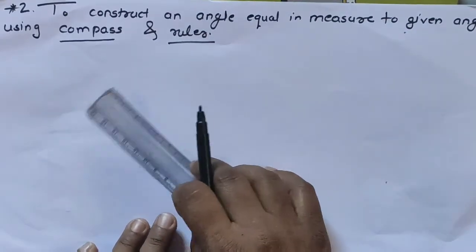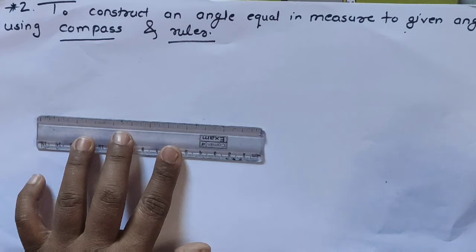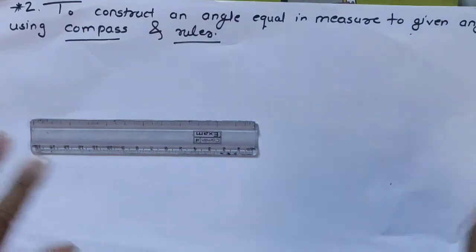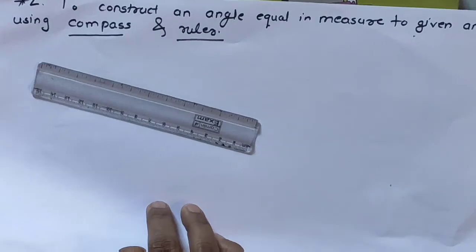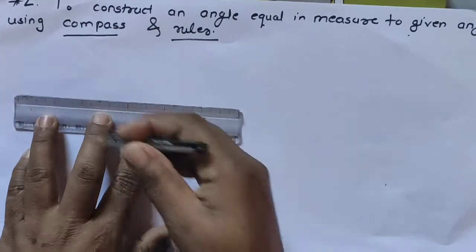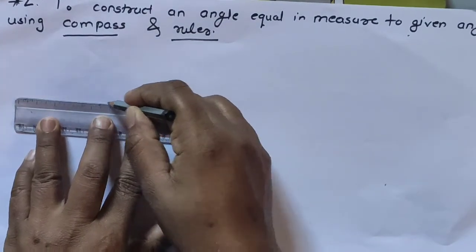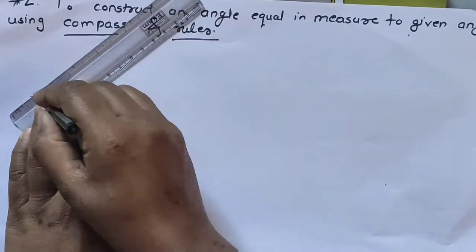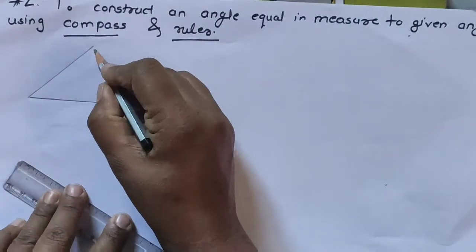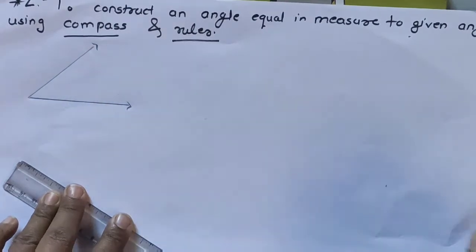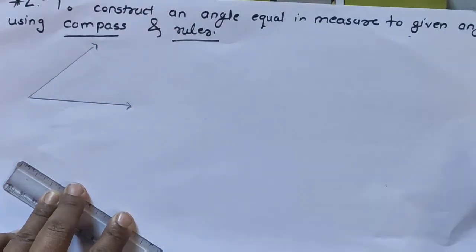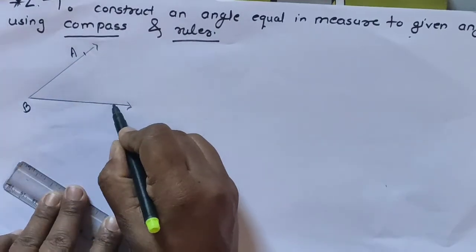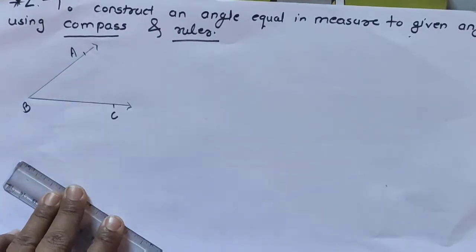So for that we will draw one angle at first. First of all I will show you the acute angle. Suppose I draw it here. This is the angle. I don't know what the measure of this angle is. So this is angle ABC.